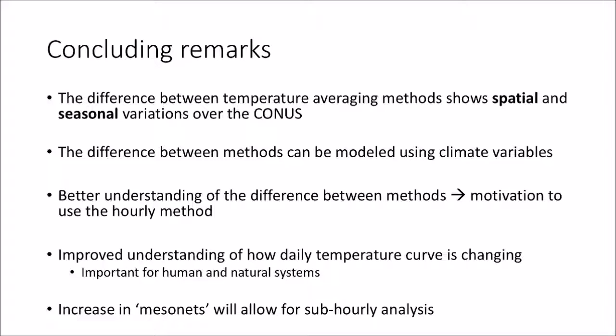Of course we see important spatial and seasonal variation across the CONUS in these differences between methods. And these variations are being caused, of course, by progressions in climate variables, seasonal progression, spatial variability. Therefore, we had some success modeling the difference between temperature averaging methods using those basic climate variables known to influence the daily temperature, and specifically the nature of its curve.